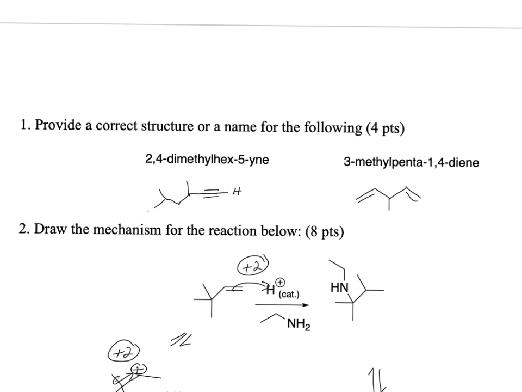That's one thing. This is a diene, pentadiene, 1, 2, 3, 4, 5. 1 and 4 means that's where each alkene starts. So carbon 1 and carbon 4, and then 3 methyl right there.